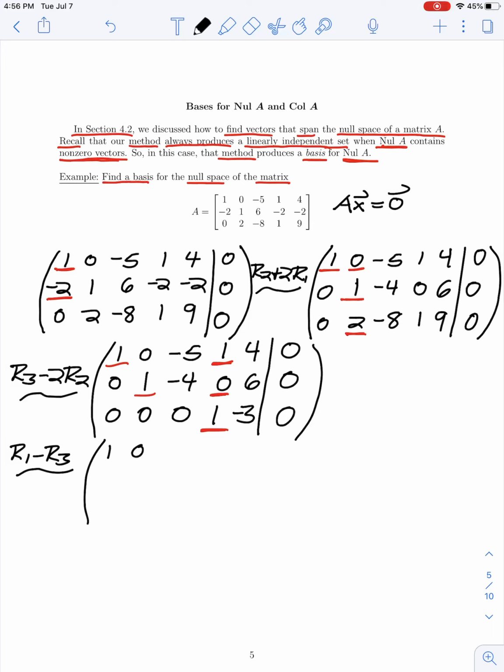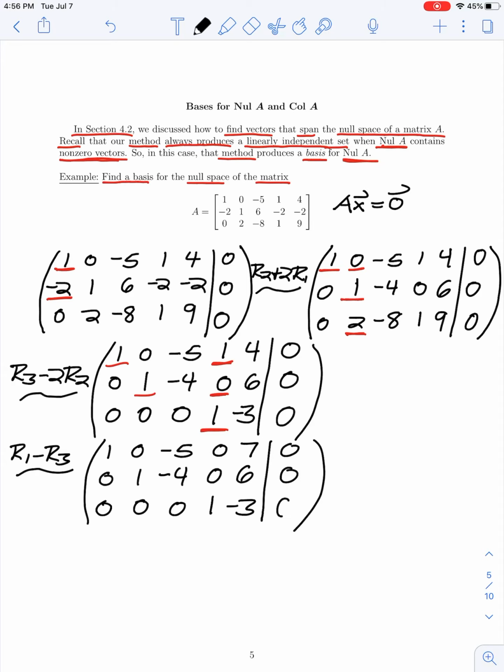So my first row becomes 1, 0, negative 5, 0, 7, 0. And then my second row, I'm leaving alone. Same with my third row. So we now have a matrix which is in reduced row echelon form. We see that it has pivot columns as the first, second, and fourth column. So the third and fifth column will correspond to free variables.